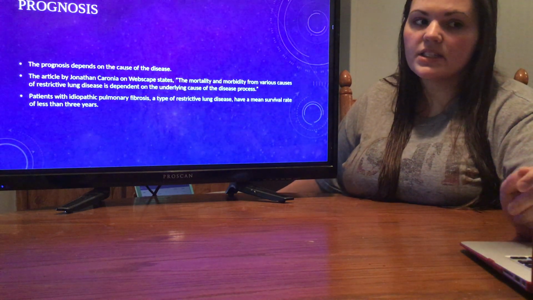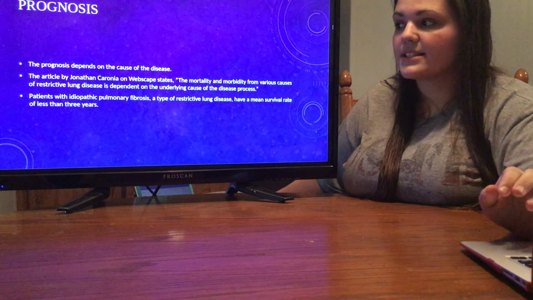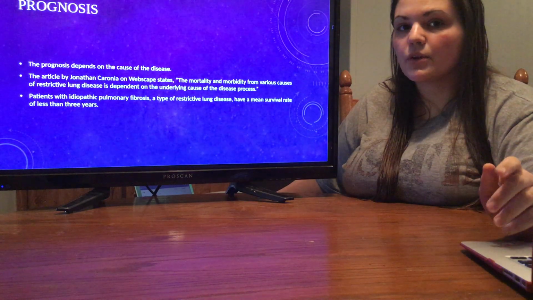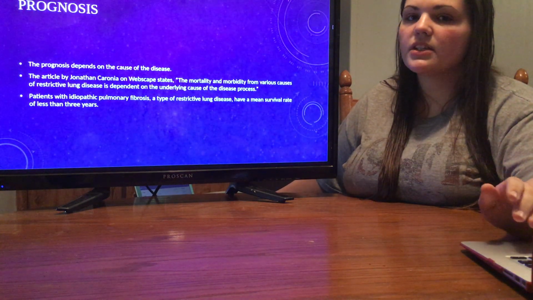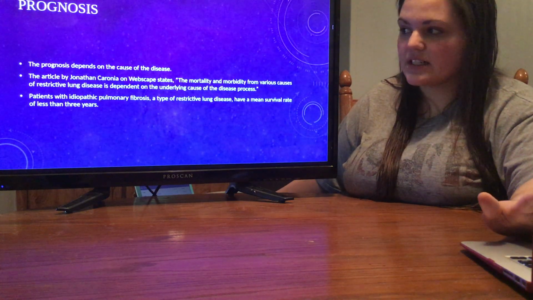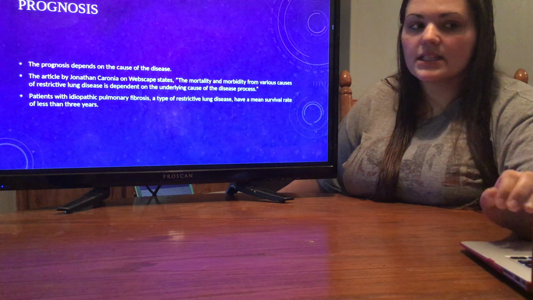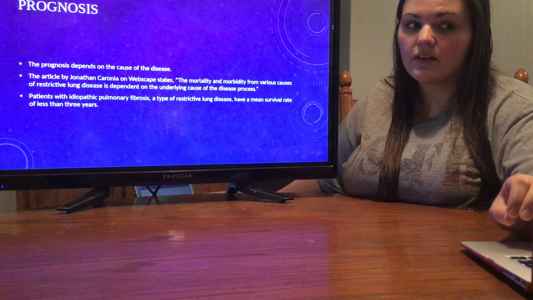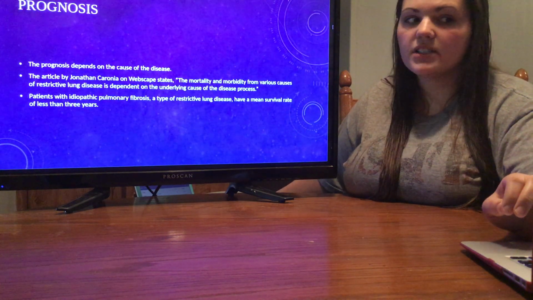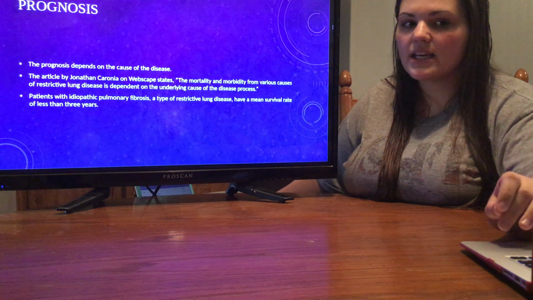Prognosis. Prognosis of this depends on the cause of the disease, like many other diseases. There are so many different reasons a person can get restrictive lung disease that there's not one specific outcome. An article on Medscape states the mortality and morbidity from various causes of restrictive lung disease is dependent on the underlying cause of the disease process.